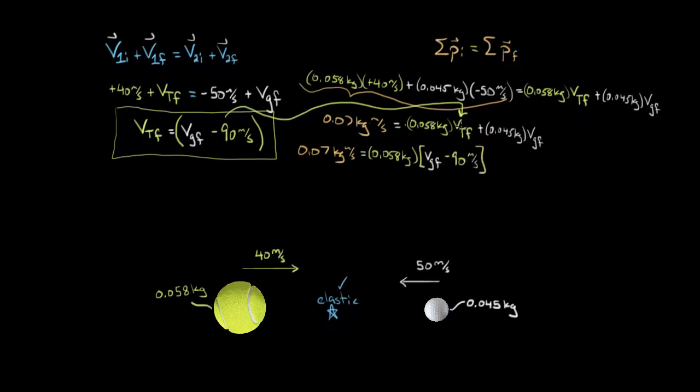That was the term I plugged in for VT final, and it got multiplied by this mass here, so I can't forget about that mass. And then I still have to add this final momentum of the golf ball, 0.045 kilograms times the final velocity of the golf ball. So at this point you might be feeling ripped off.